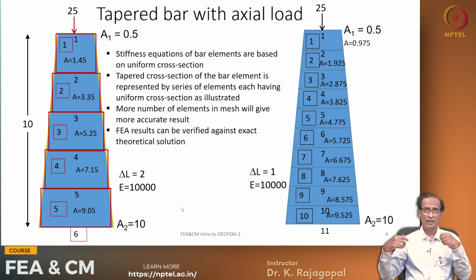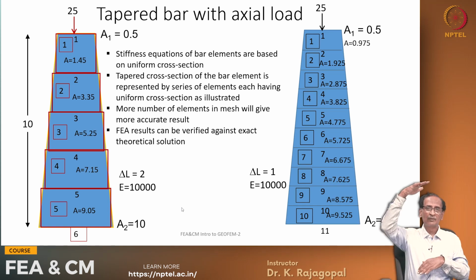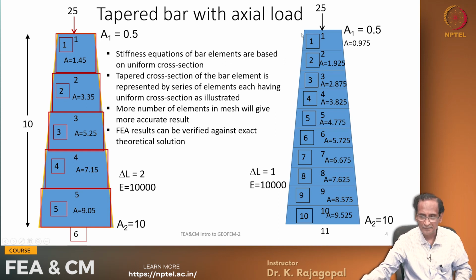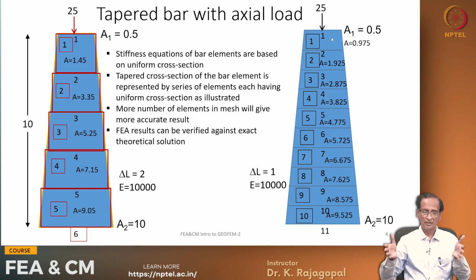Now let us look at one more problem, and this problem is the case of one dimensional bar element. It's a column with a load, and the solution for this is delta of PL by AE. But only thing is our cross section is not uniform. It is a tapered bar having an area of 0.5 at the top and an area of 10 at the bottom, and you please mind that this is not a scaled diagram.